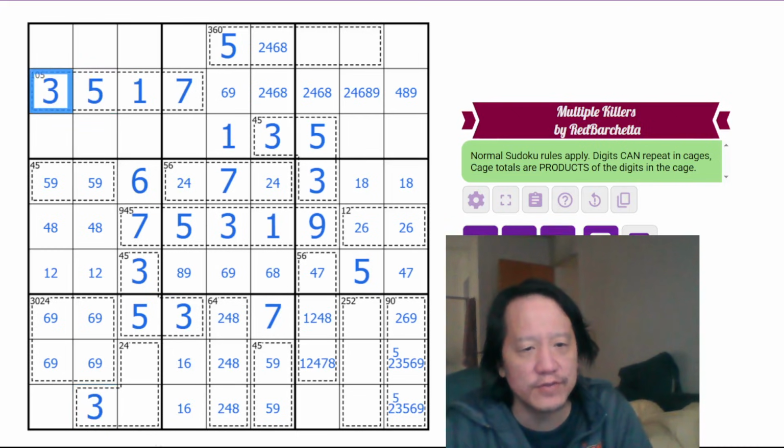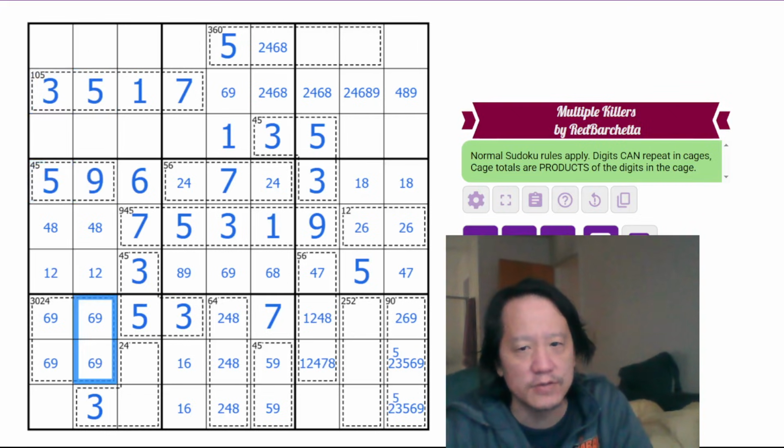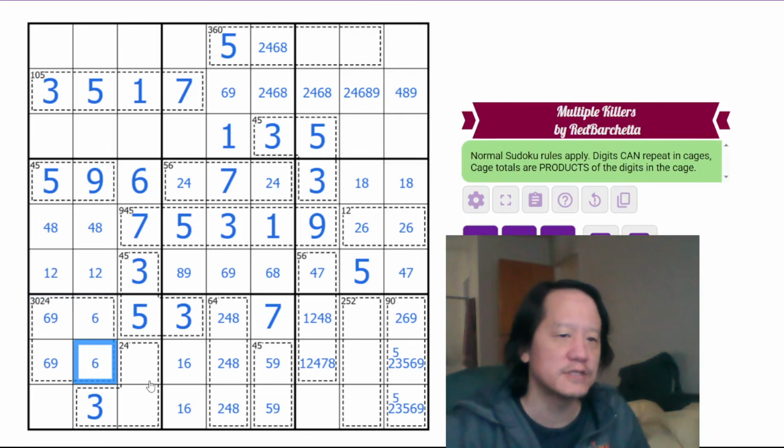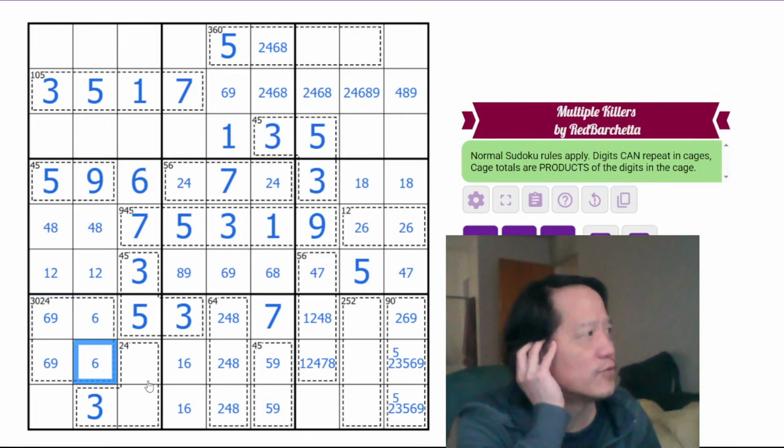So this is 5 and 3. 5 eliminates 5 here, so it's 9 and 5. This can no longer be 9. So we have 6 times 9, so it's 54.